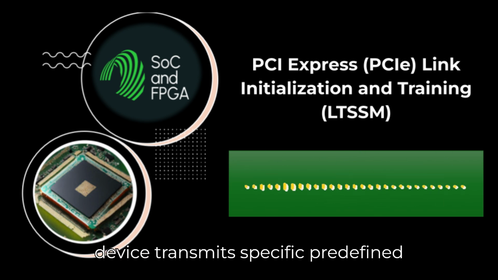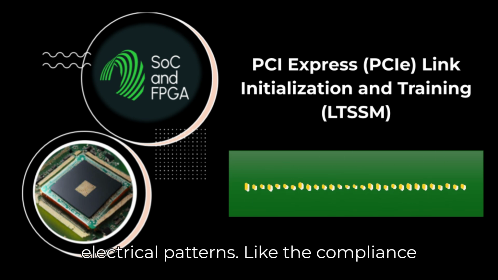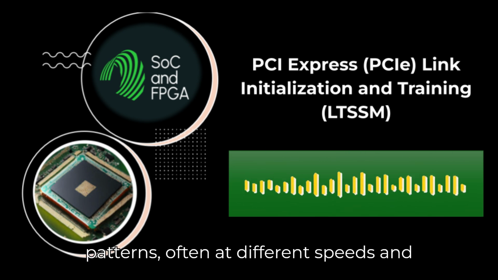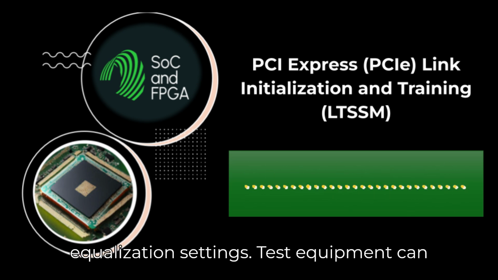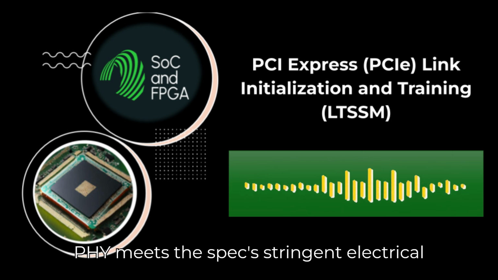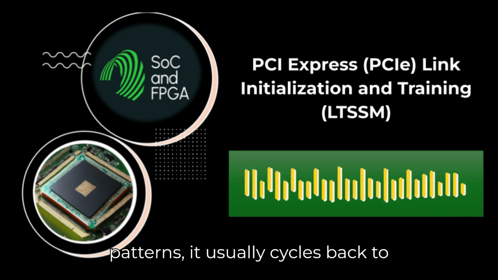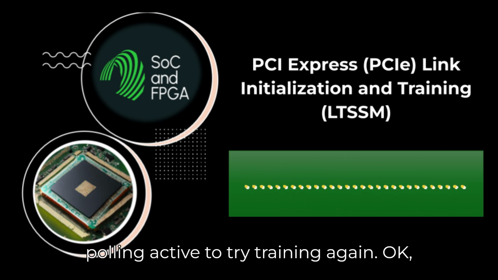Exactly. The device transmits specific, predefined electrical patterns, like the compliance pattern, jitter patterns, toggling patterns, often at different speeds and equalization settings. Test equipment can then measure these signals to see if the PHY meets the spec's stringent electrical requirements. After running through the patterns, it usually cycles back to Polling.Active to try training again.